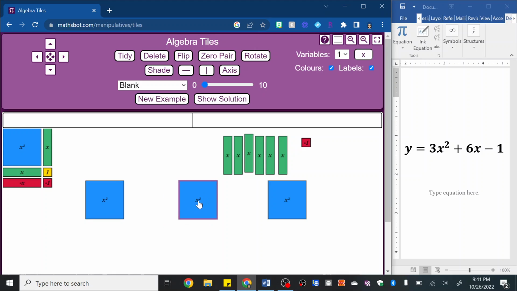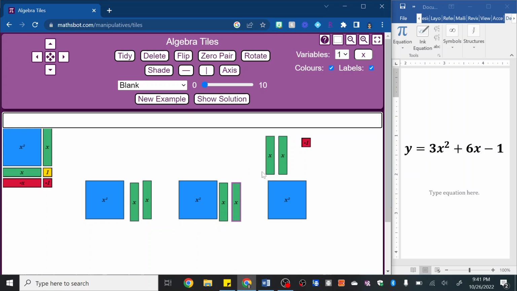Now think about it this way. We need to evenly distribute those 6 green long rectangular tiles amongst each of these groups. So that means each group is going to get 2 rectangles. So I'm going to group these first like this. Notice how each x squared tile has 2 green rectangle tiles. The negative 1 tile stays at the top, just like before. We're not going to include it in anything. It'll come into play later on for us.